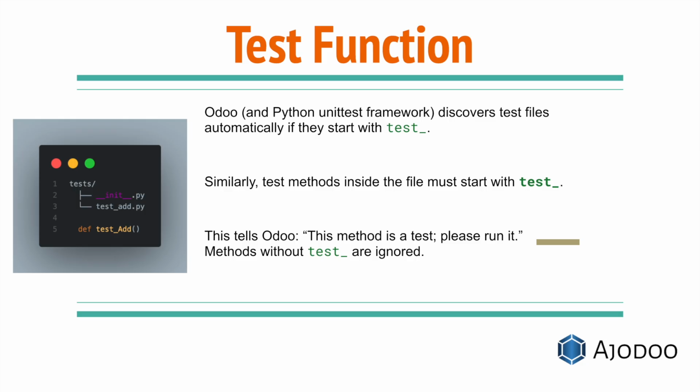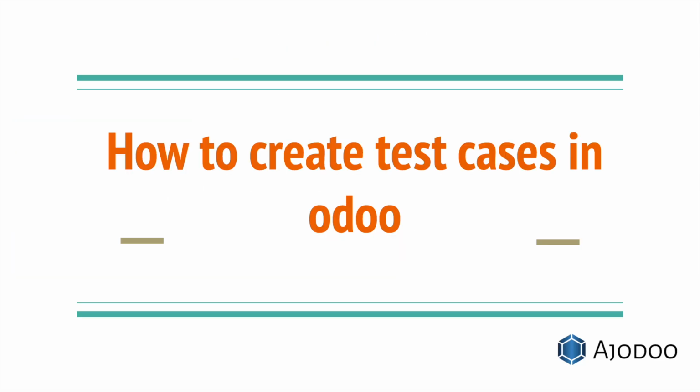So this is the test function. Odoo and Python unit test discover the test files automatically if they start with test underscore. Similarly, a test method inside the file must start with test underscore. This tells Odoo this method is a test, please run it. Methods without test underscore are ignored. So to summarize, we have to create a folder called test, the files inside that folder start with test underscore, and the functions also start with test underscore.